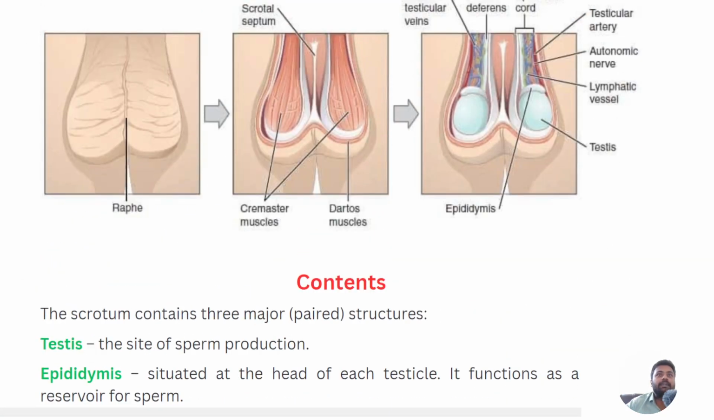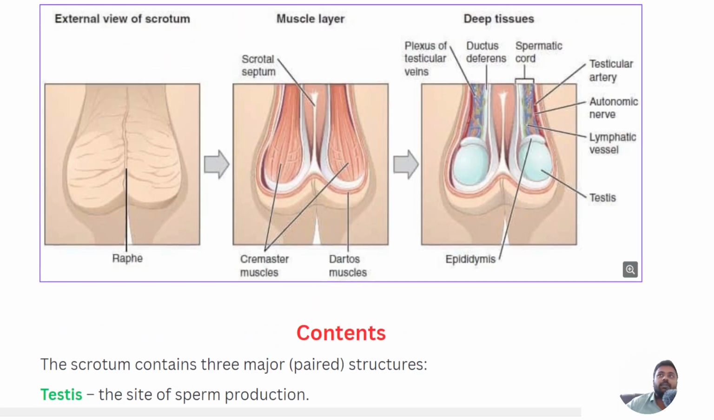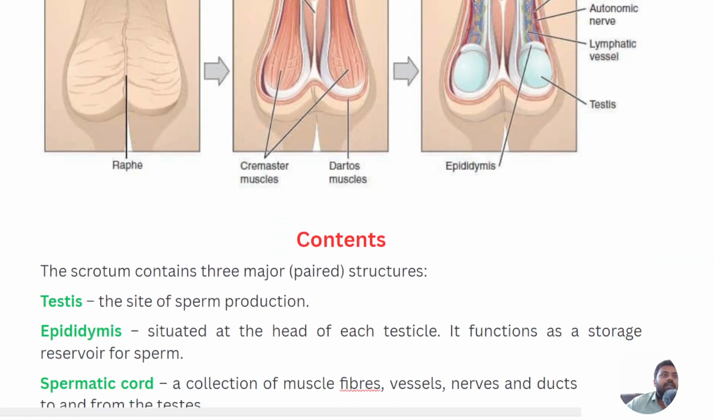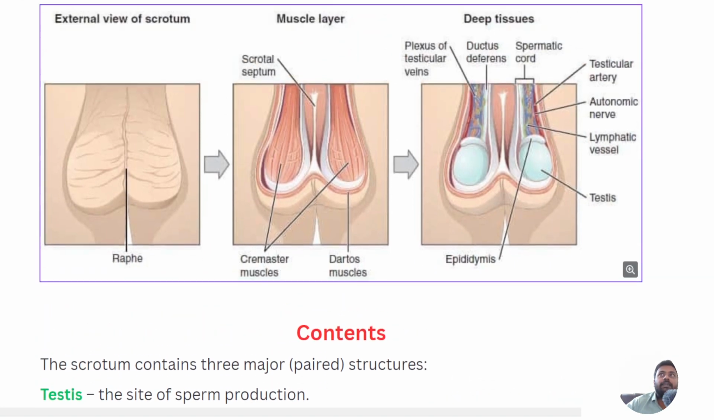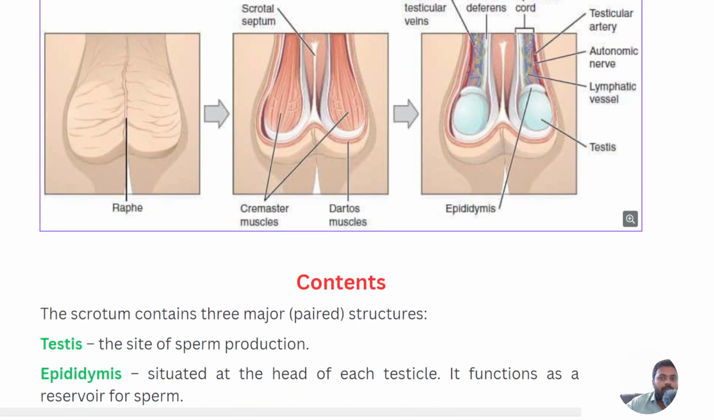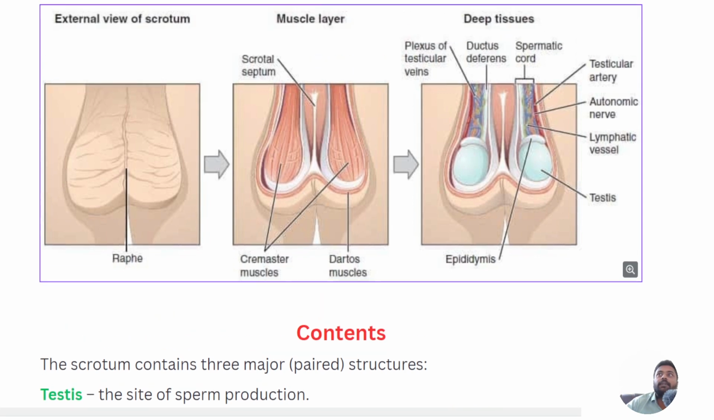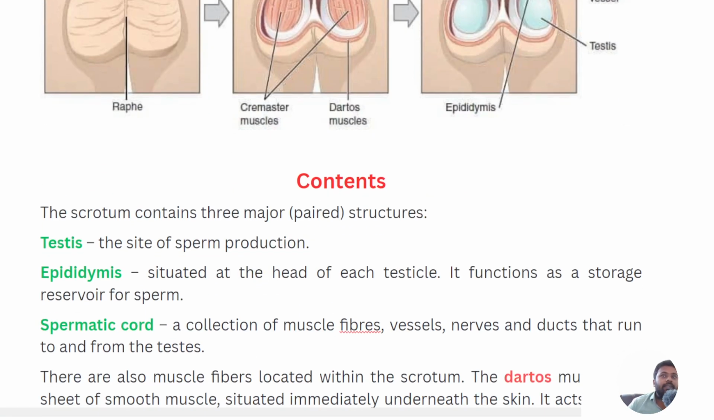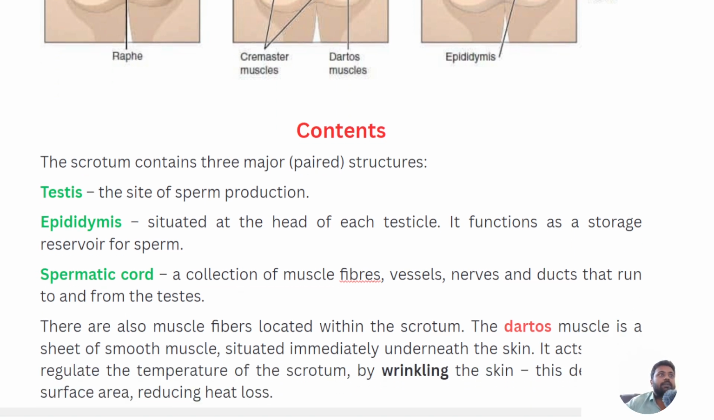The scrotum contains three major paired structures. First one is the testis. We have the pair of testis here, and epididymis. You can see the epididymis here, and the spermatic cord. All these three structures are paired structures: testis, epididymis, and spermatic cords.